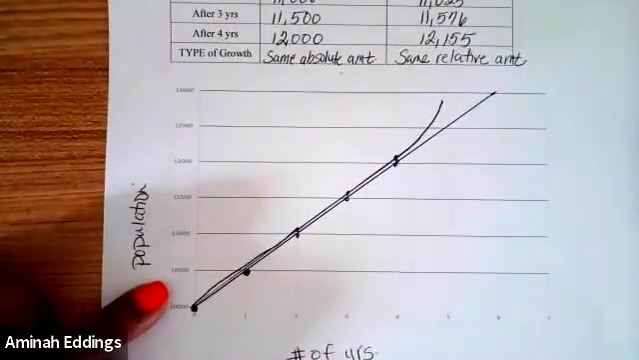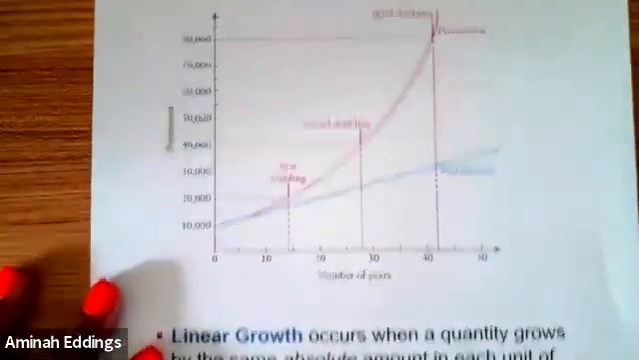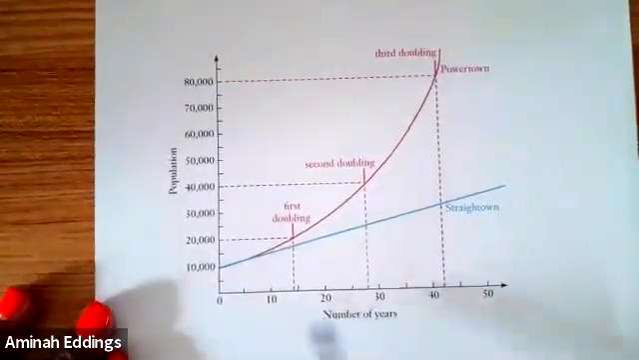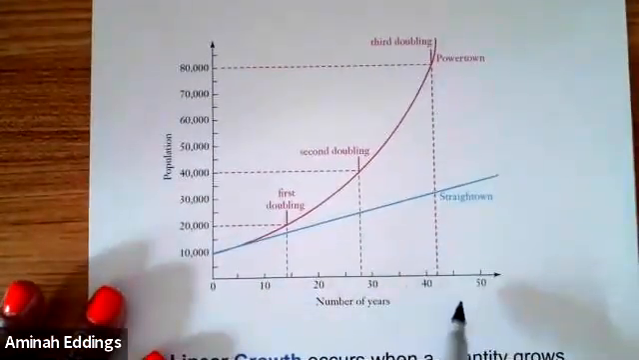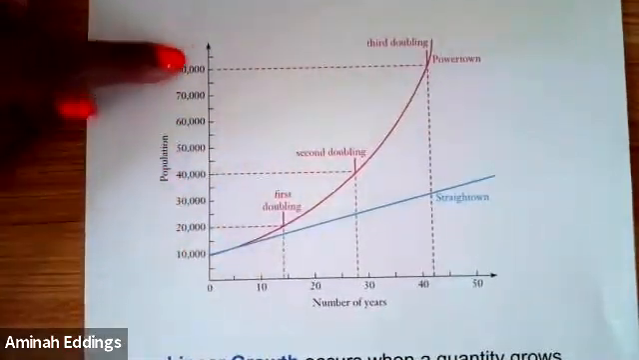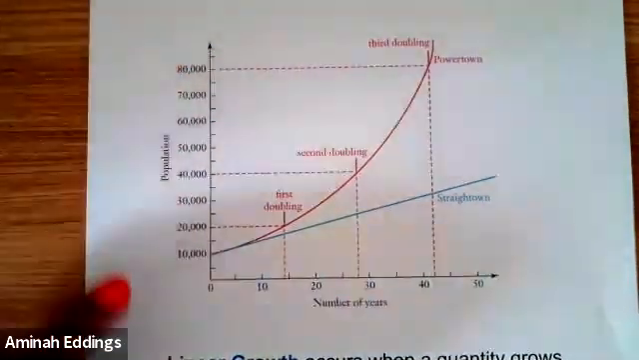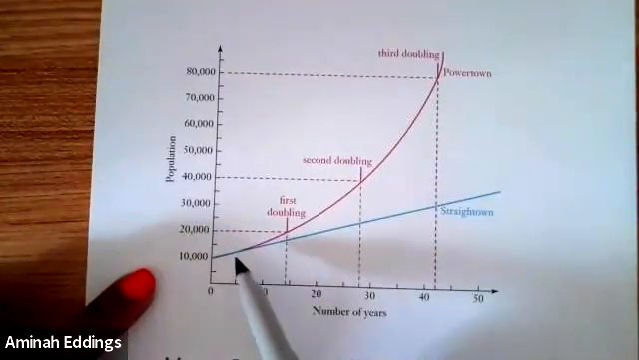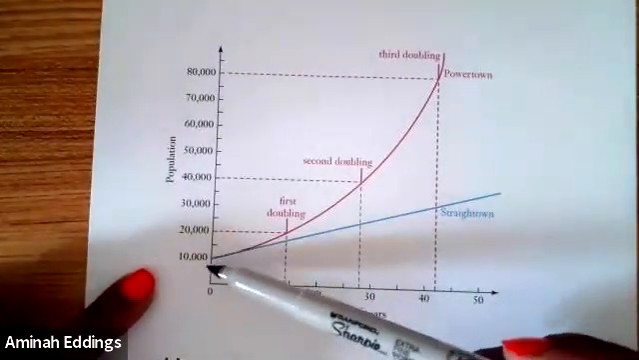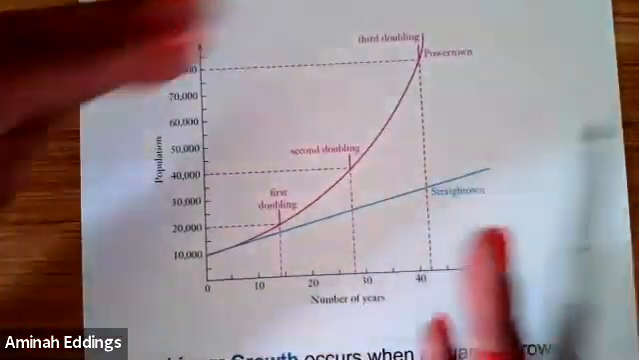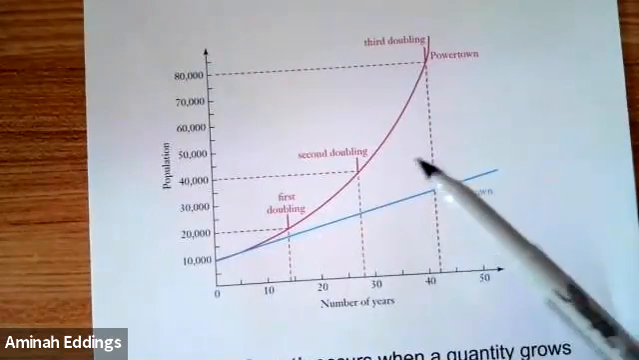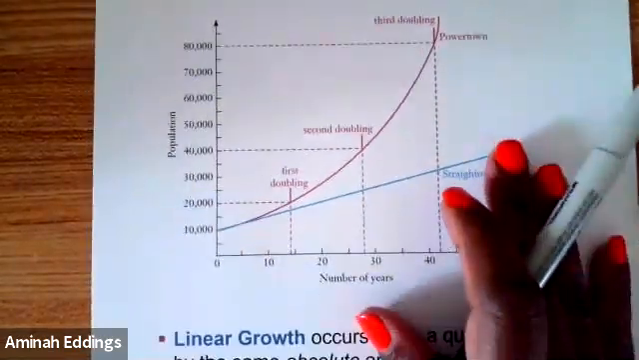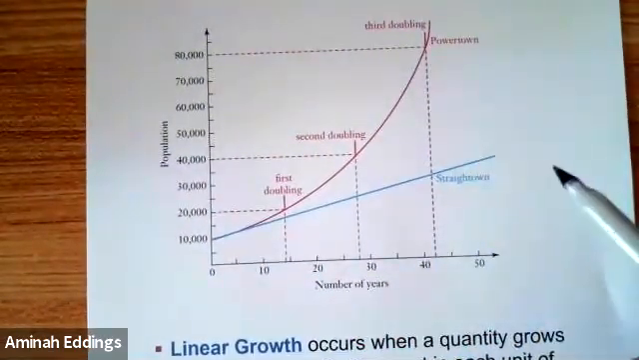But if we adjust our x and our y-axis, okay, adjust our x-axis out to 50 years, adjust that population further up, and instead of counting by 500s, we're counting by 10,000s. So we've increased the range of our x and our y-axis. You get a better picture of how the graph is looking, okay?